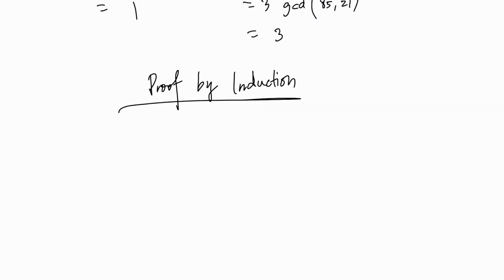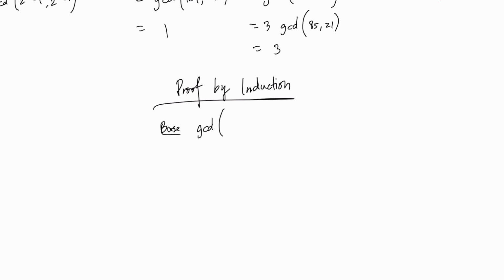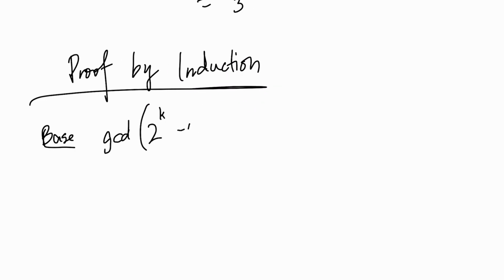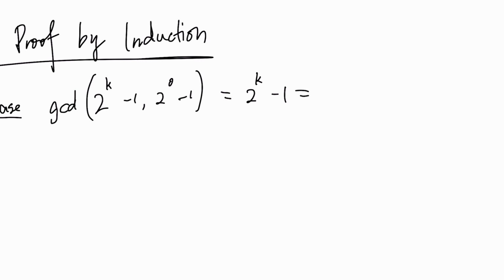Now, so base case, what will be our base case? Our base case will be anything such that GCD of 2 to something and GCD of 2 to the 0 minus 1. Because if we do Euclidean algorithm, that is the last thing we would get. And here, it's obvious that our GCD will be 2 to the k minus 1, which is 2 to GCD k0 minus 1.